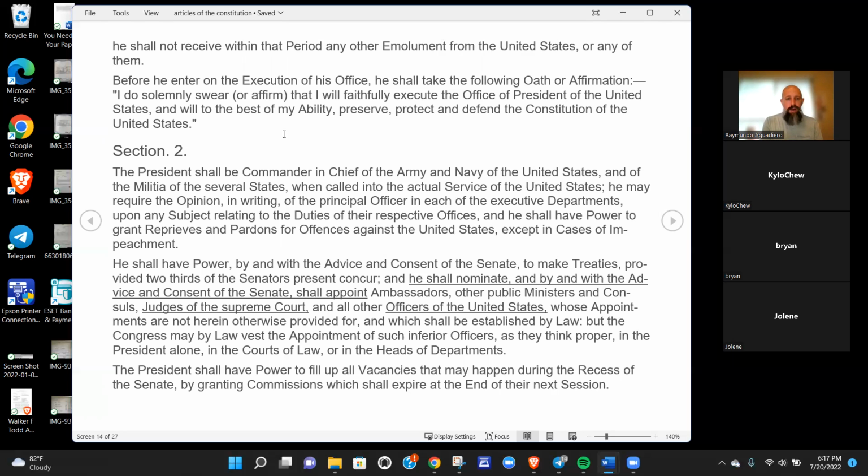The president shall have power to fill up all vacancies that may happen during the recess of the Senate by granting commissions which shall expire at the end of their next session. So he can fill up Senate vacancies during the recess of the Senate until the end of their next session. Oh.